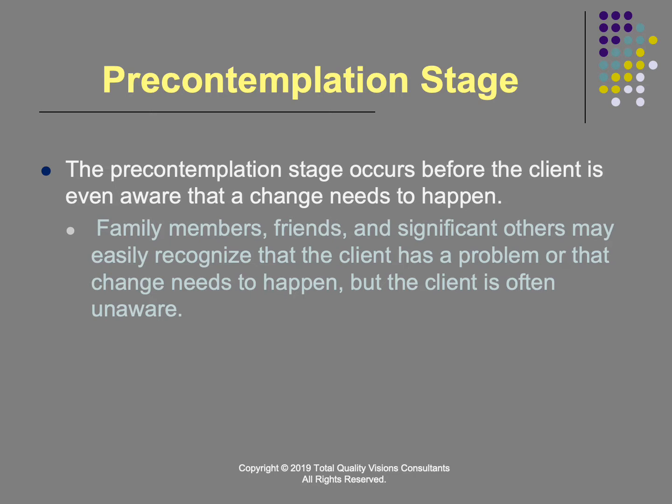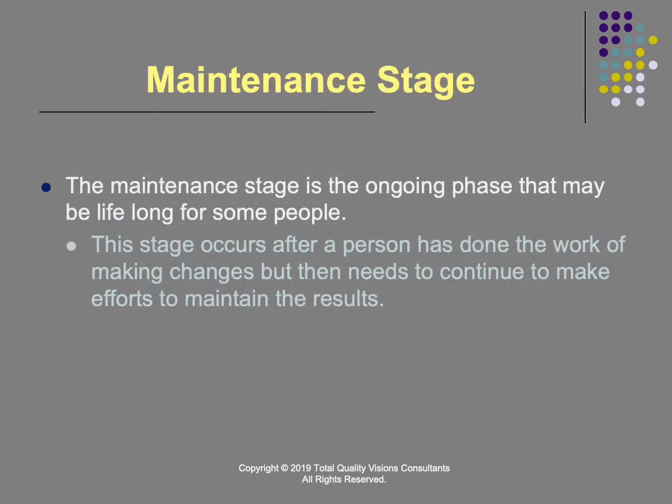The pre-contemplation stage occurs before the client is even aware that a change needs to happen. Family members, friends, and significant others may easily recognize that a client has a problem or a change that needs to happen, but the client is often unaware. The maintenance stage is the ongoing phase that may be lifelong for some people. This stage occurs after the person has done the work of making changes and then needs to continue making efforts to maintain the results.